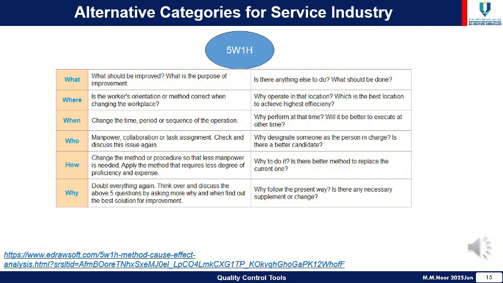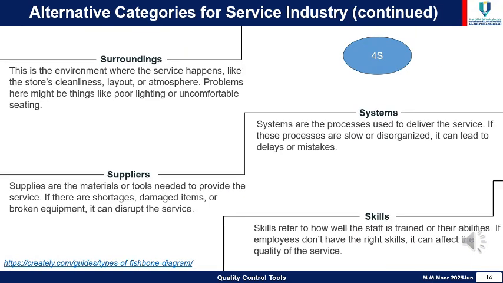solution for improvement. This is another alternative categories for the service industry, which is 4S: surroundings, system, suppliers, and skills. Each S represents a critical area that can contribute to a problem. By analyzing these categories, teams can uncover root causes and develop effective solutions.